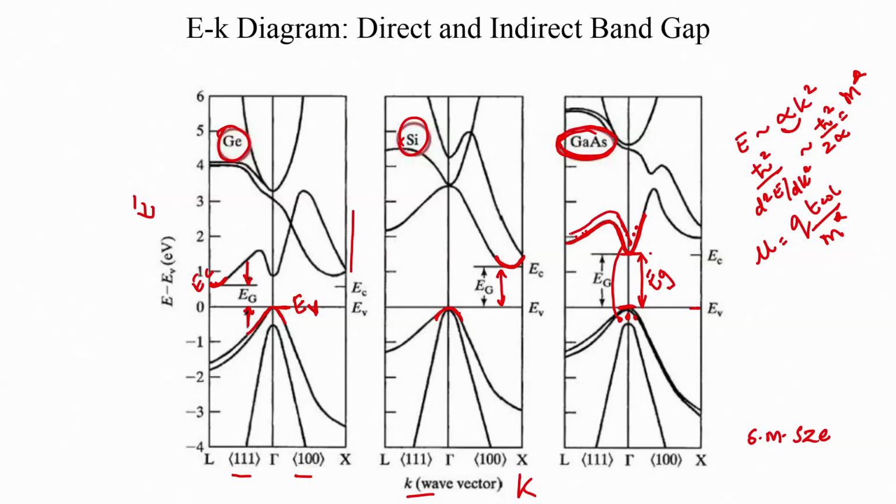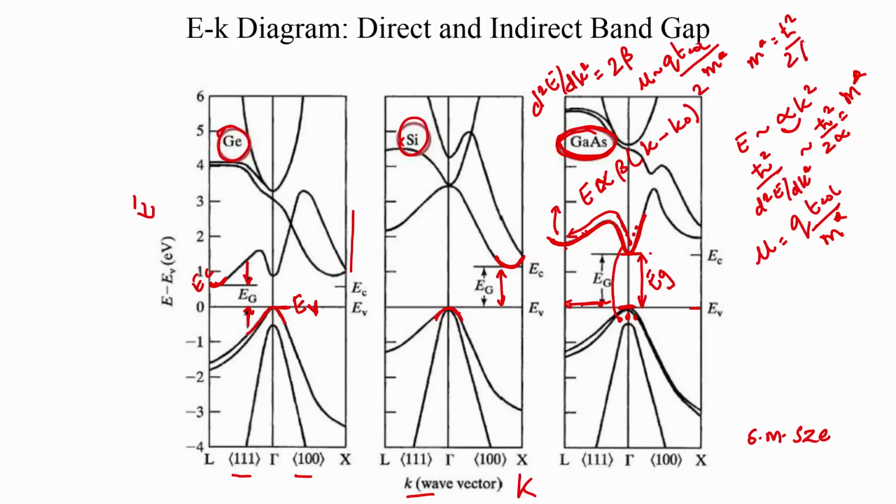now migrate to this valley here, and this valley has its own parabola which could be defined as E is, let us say, proportional to beta into (k minus k naught) the whole square, where k naught is given by this little translation in k space, and therefore our d square E by dk square ends up as 2 times beta, and our mobility is defined as q into t collision by m star, where m star is h bar square by 2 beta.